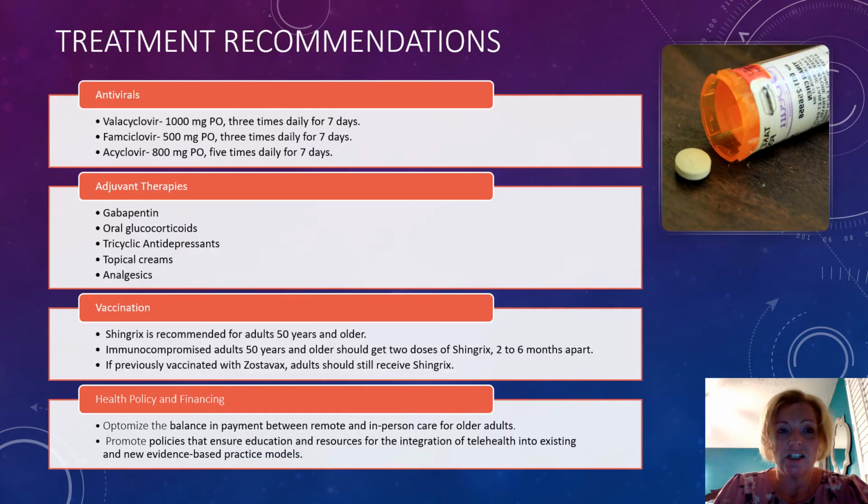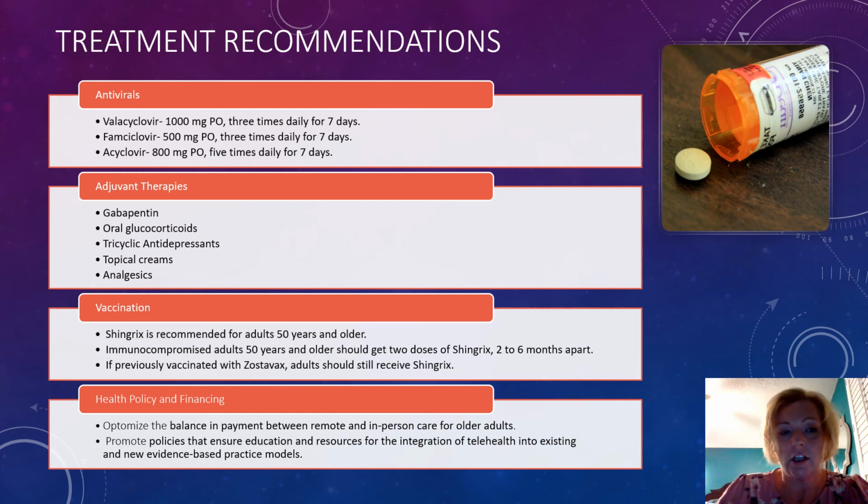Treatment recommendations include antivirals such as valacyclovir, famciclovir, and acyclovir. All three of the antivirals need to be taken for 7 days, with acyclovir needing to be taken 5 times a day. This would be hard for an elderly patient to stick with the treatment regimen because 5 times a day is a lot of medication to take.